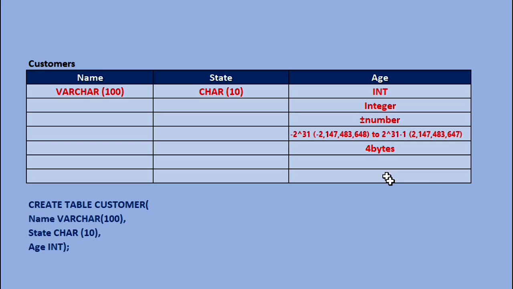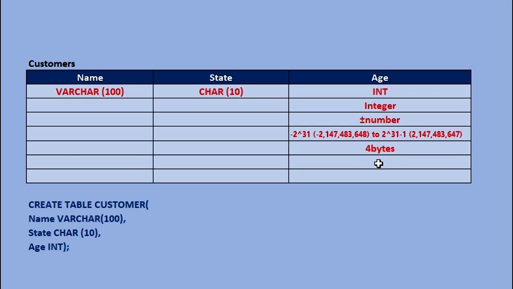Let's review what we've learned so far one more time. So in summary, int stands for integer. It can be any positive or negative number. It covers a big range of data, -2 to the power of 31 on the negative side, and +2 to the power of 31 minus 1 on the positive side. And it takes 4 bytes of memory.